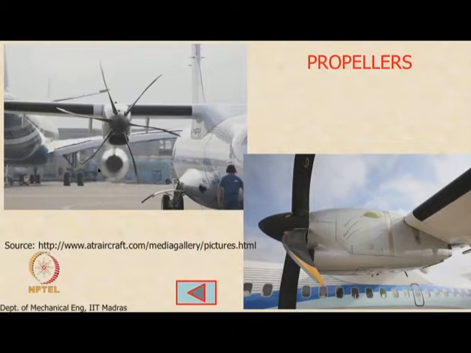So, the propeller works on the first idea, impart a small velocity change to a large amount of air. So, it takes in a large amount of air and it generates thrust by imparting a small velocity change to it.